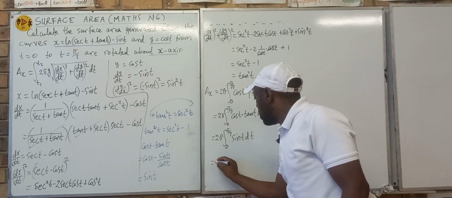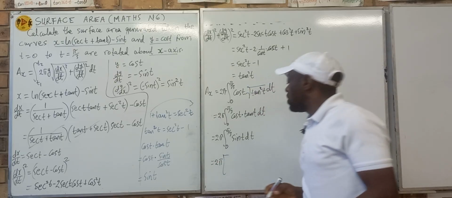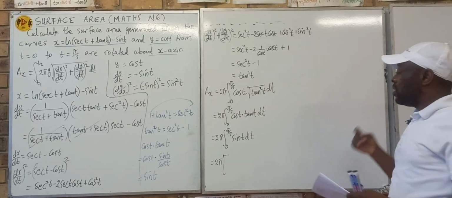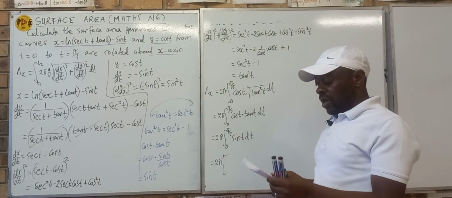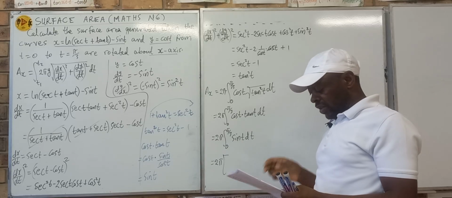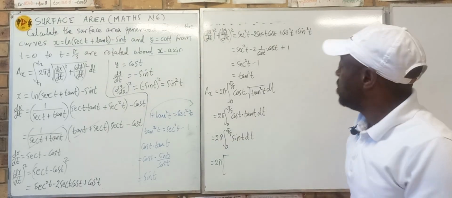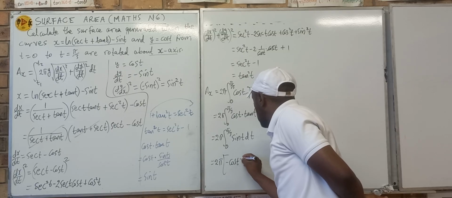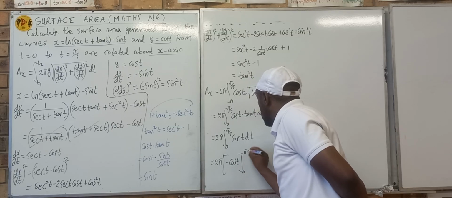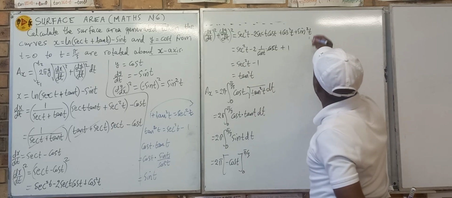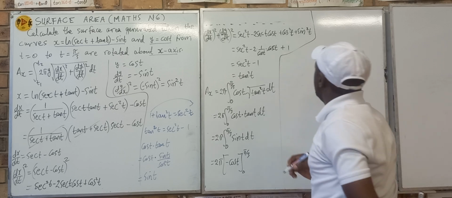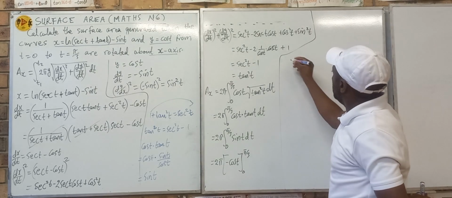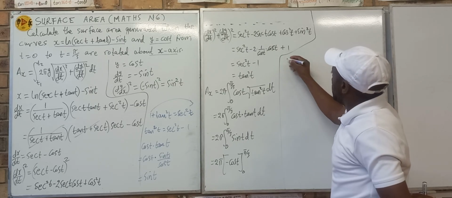So all you need now is to integrate sine t. If you have forgotten, just go to the formula sheet like I'm doing. You look on page 2. That's where the integrals are found. The integral of sine is negative cos. So this will give me negative cos t from 0 to pi over 3. So what is left for us is to substitute our limits. I will start with my upper limit.